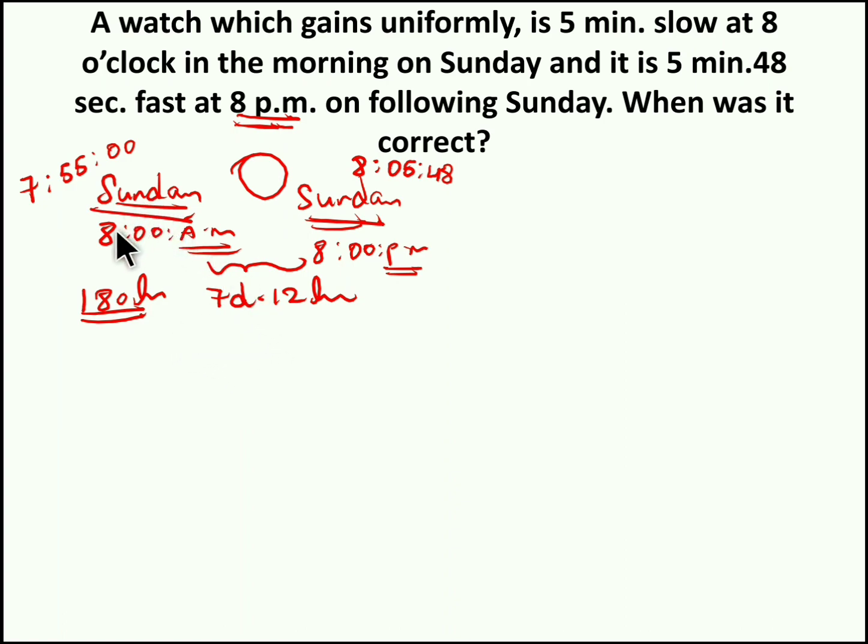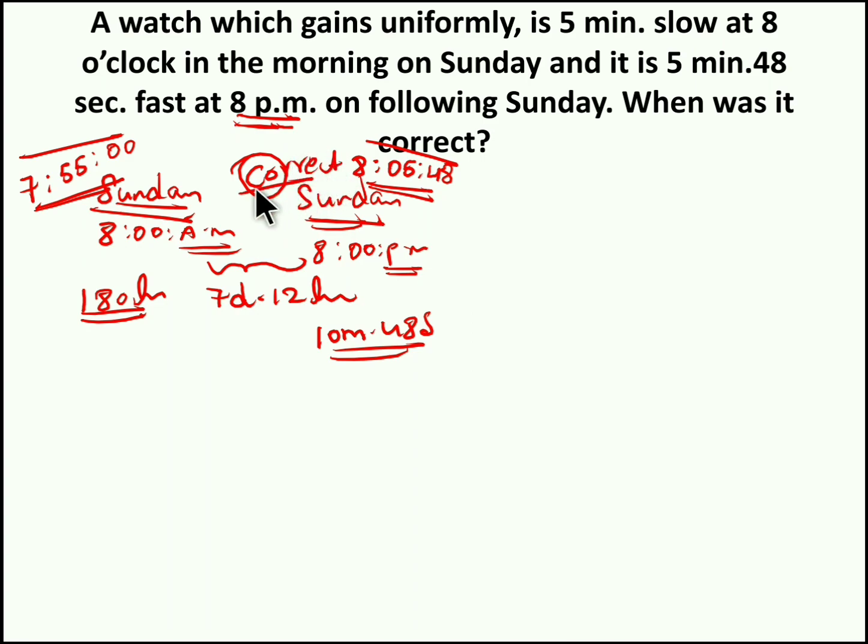Now in 180 hours, how many minutes did it gain in total? It was actually 7 o'clock and 55 minutes. On the consecutive Sunday it displays 8 o'clock, 5 minutes and 48 seconds. So in 180 hours it gained 10 minutes and 48 seconds. Now to display the correct time, it has to gain only 5 minutes, because it was 5 minutes slow. If it gains 5 minutes, it will show the exact correct time.